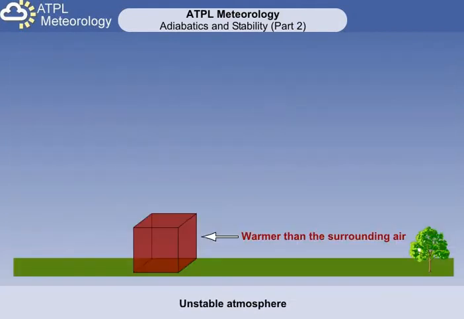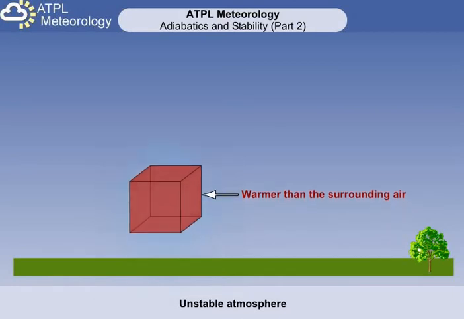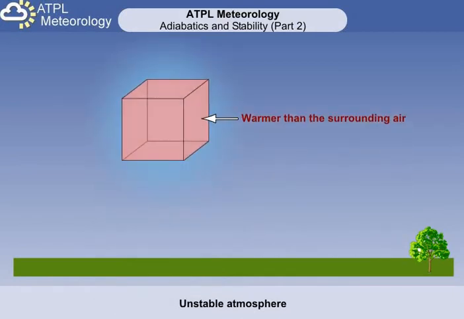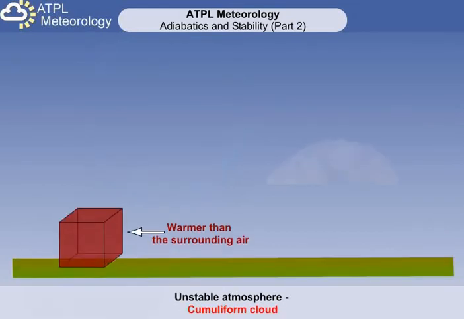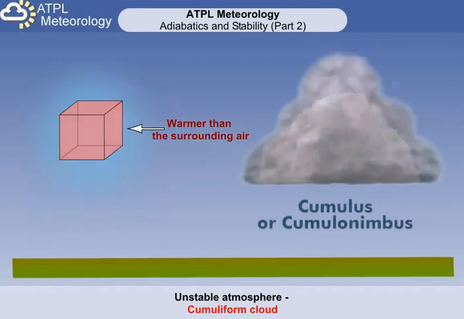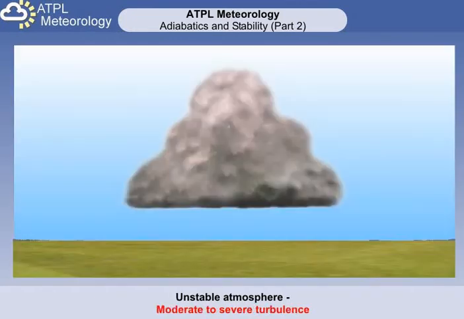In this scenario, our parcel of air is warmer than its surroundings and can be described as buoyant. It will therefore naturally want to rise to a higher level, expanding and cooling as it does so. This situation is associated with convective-type cloud, cumulus, or cumulonimbus. This type of atmosphere is quite bumpy or turbulent, especially in the clouds themselves.